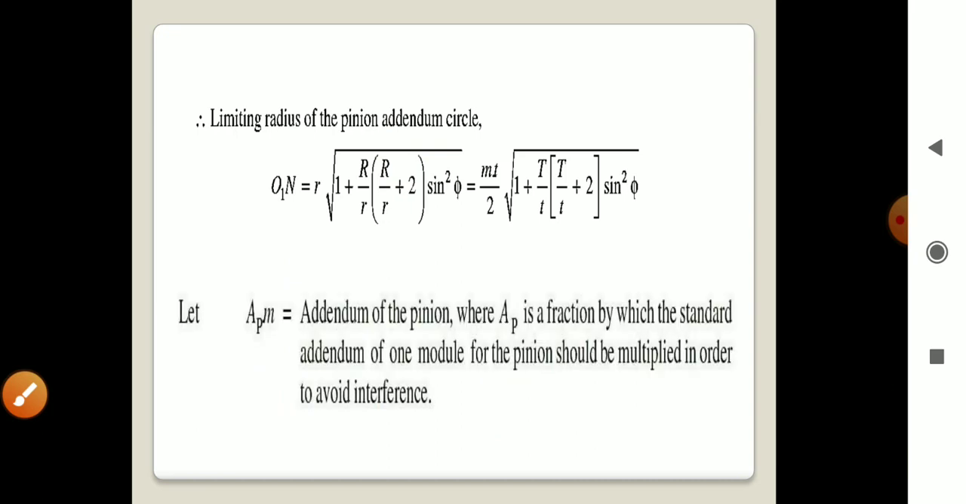We know that A P M, where P is in the suffix, that is pinion, is the addendum of the pinion, where AP is the fraction by which the standard addendum of one module for the pinion should be multiplied in order to avoid the interference. So we know that the addendum of the pinion is O1N minus O1P.